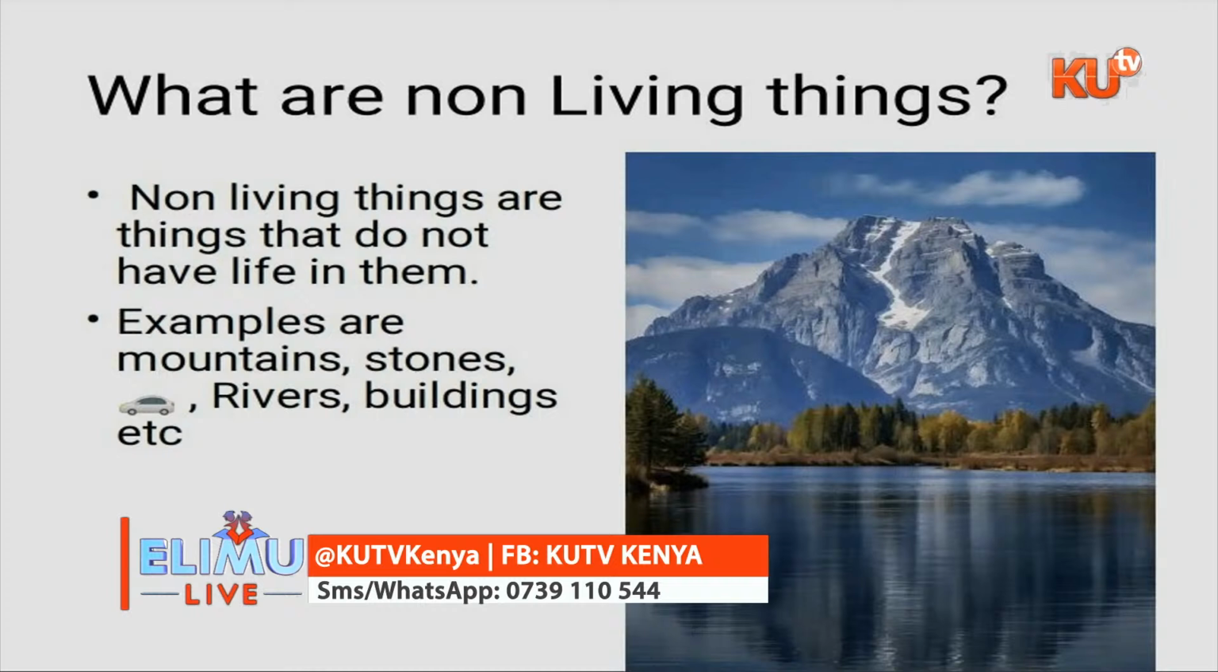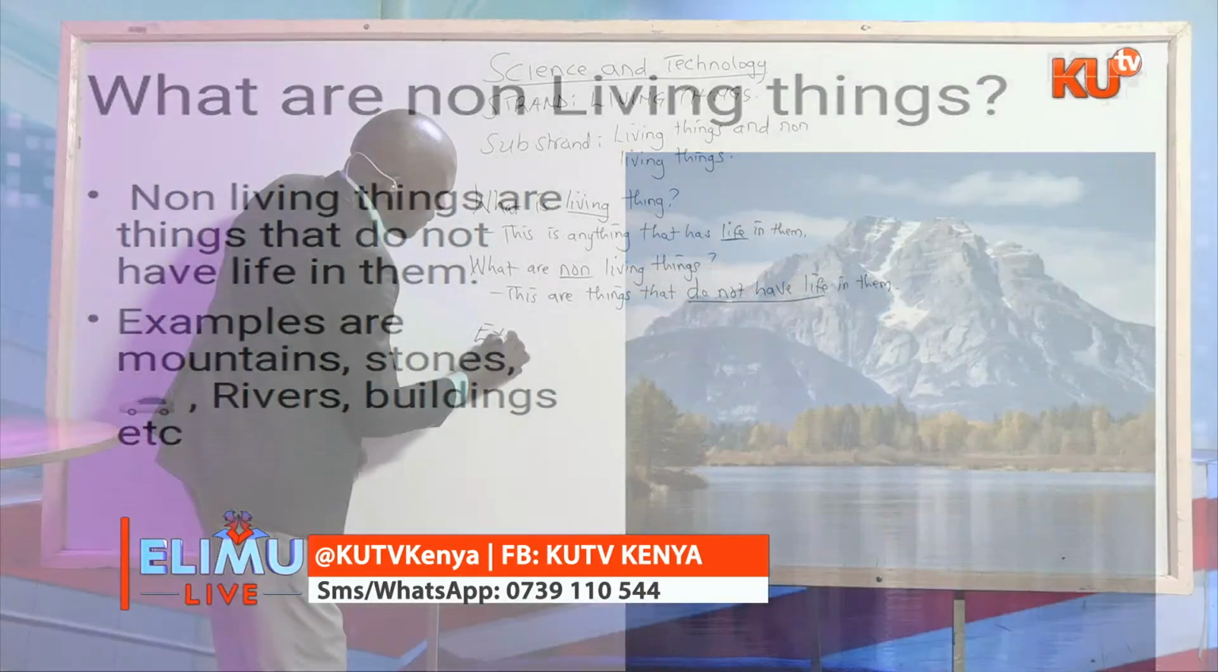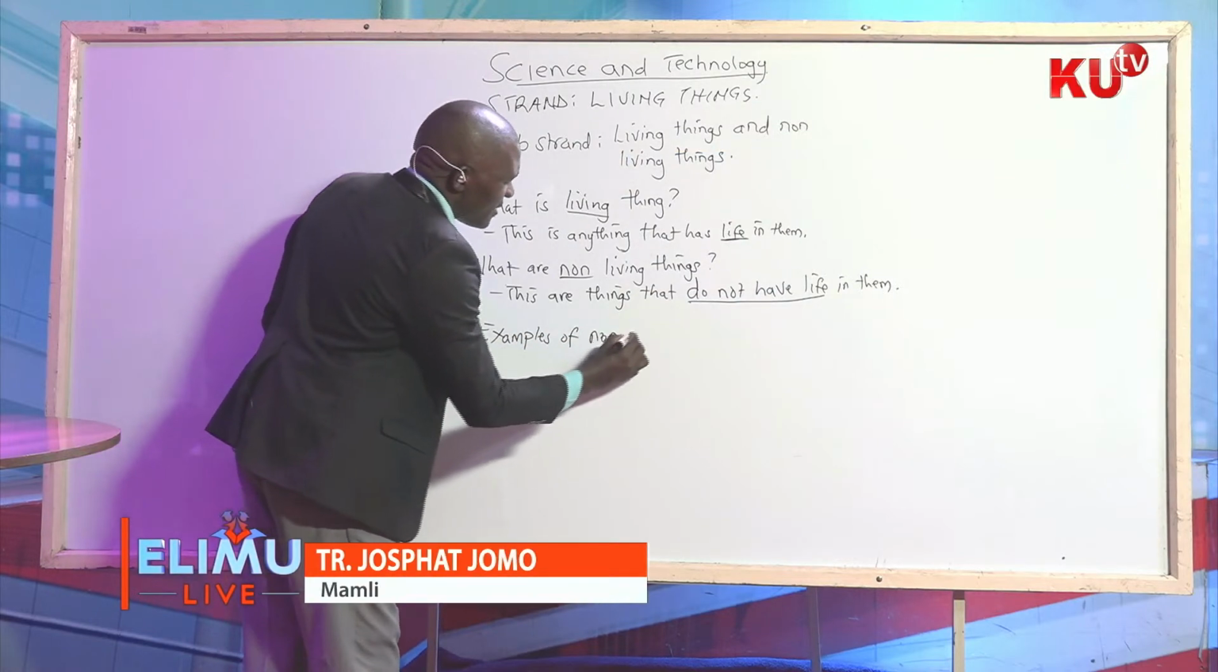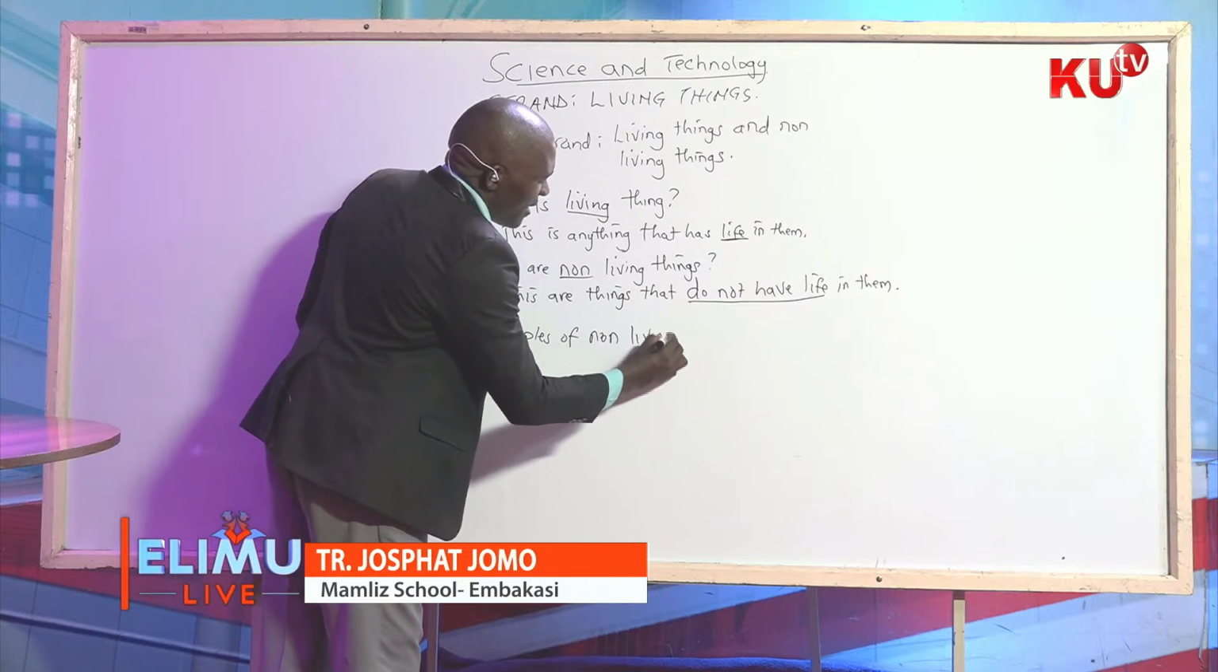And now you will realize that non-living things are always within us. Like, for example, the house that we are living in, we have the mountain, we have the stones, we have the rivers, and then we have the buildings. Those are what we call non-living things. So some of the examples of non-living things, as displayed.